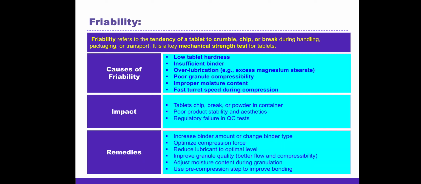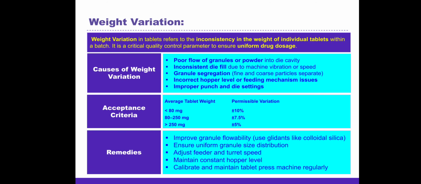Use a pre-compression step to improve bonding. If we are using a pre-compression force, in that case air entrapment will not happen, the granules bonding will happen, and we will not see the friability problem. Now we'll see the weight variation problem. Weight variation in tablets refers to the inconsistency in the weight of individual tablets within a batch. It is a critical quality control parameter to ensure uniform drug doses.